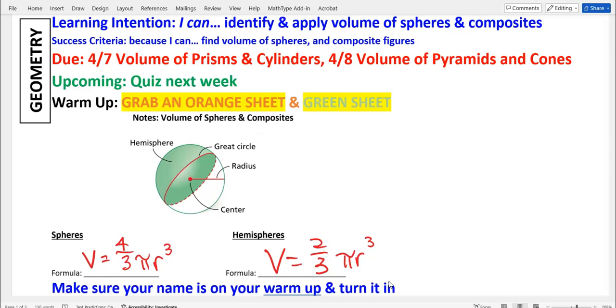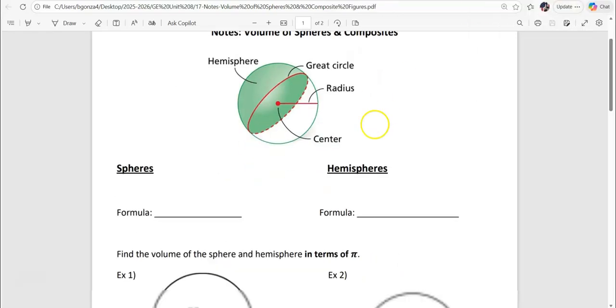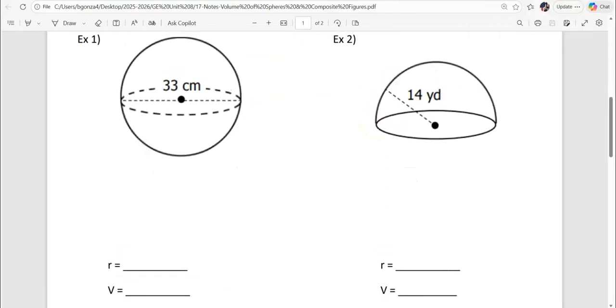Talking about volume of prisms and cylinders, volume of pyramids and cones, okay? Everything you need to know is on that green sheet. This formula for spheres is on the green sheet. Look right here. Spheres, 4/3 pi r cubed. Do y'all see that little 3 next to the r? It's not squared, it's cubed. Third power.